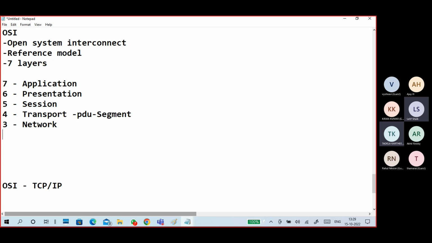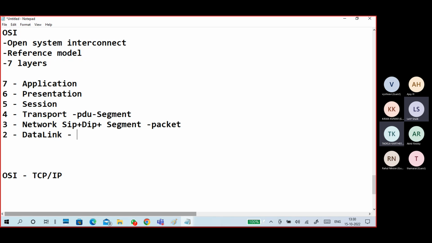The network layer adds a source IP address plus destination IP address to your segment. Then it becomes a packet. What is the second layer? Data link layer. Very good. Source MAC address plus destination MAC address will be added to your packet from the network layer, plus CRC. This is called a frame.